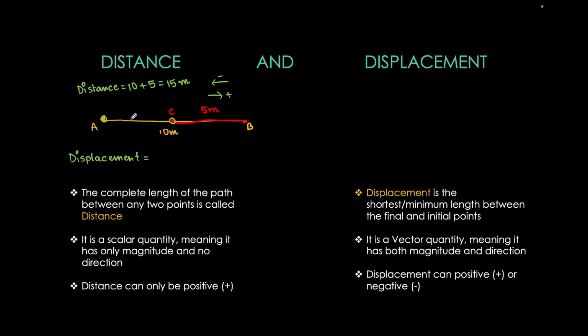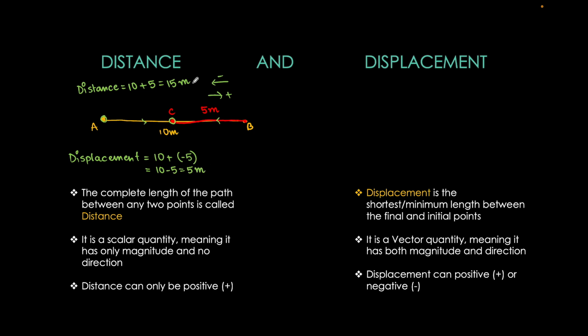So the person goes from A to B first, right? In the positive direction, so we will write 10. Now from B to C, the person comes in the opposite direction. So plus, and this direction will be negative because it is a vector quantity, right? So we need to add the negative part. This negative part basically gives us direction, nothing else. So the displacement will be 10 minus 5, which is 5 meter.